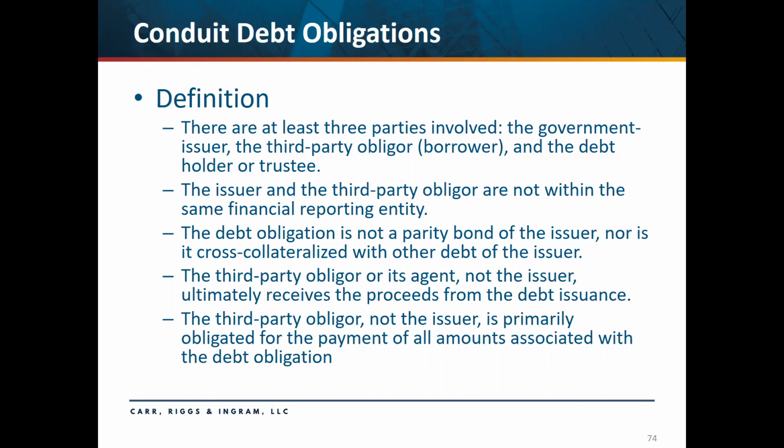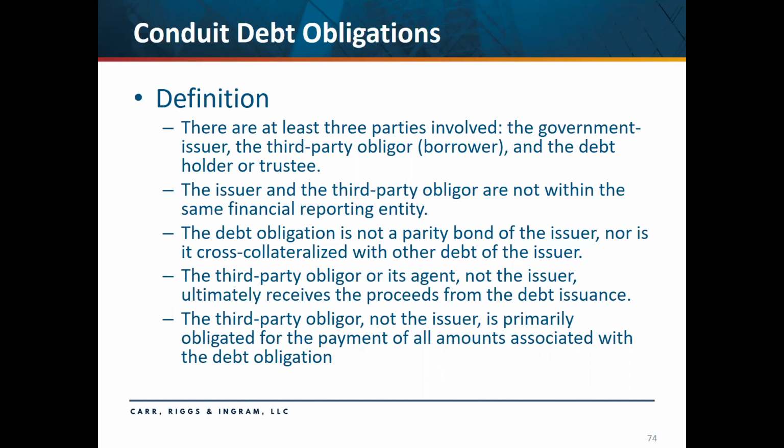Okay. The debt obligation is not a parity bond of the issuer, nor is it cross-collateralized with other debt of the issuer. So it's not really their debt. The third party obligor or its agent, not the issuer, ultimately receives the proceeds. So that third party is going to receive the proceeds from the issuance itself. And then the third party, not the issuer, is primarily obligated for the payment of all those amounts. So you've got those 3 parties, they're not related to each other. And the third party is the one who's really getting the benefit, the resources, and is responsible for the payments. Okay, so that's the definition of conduit debt.